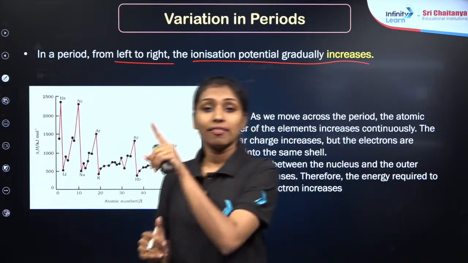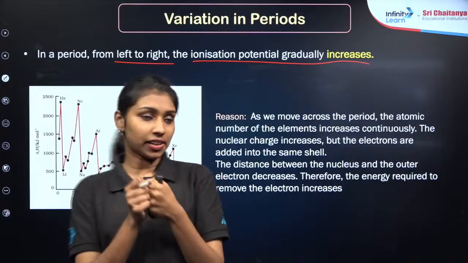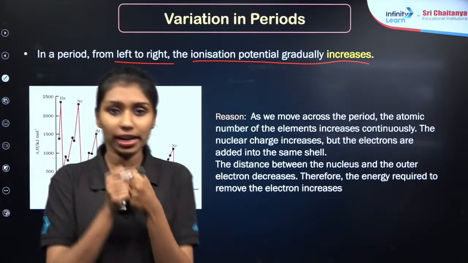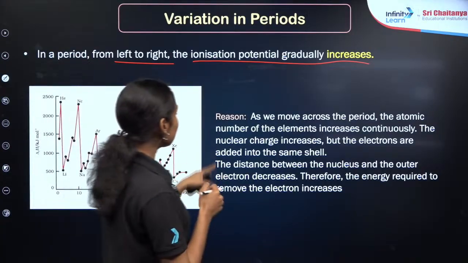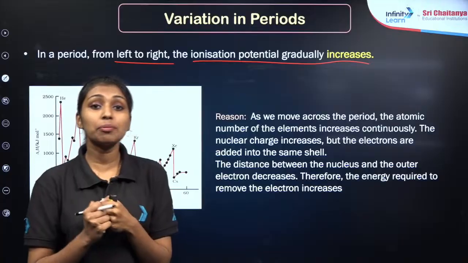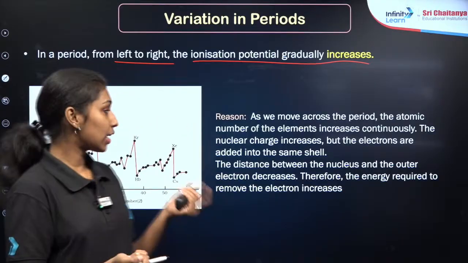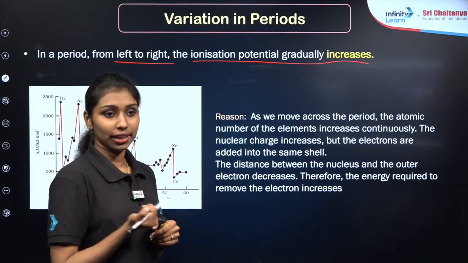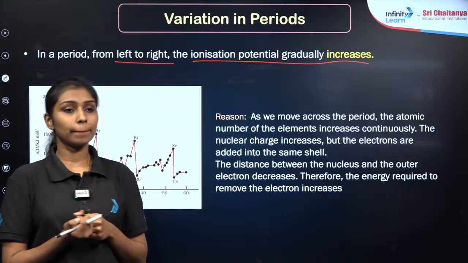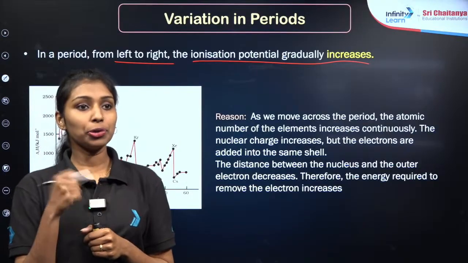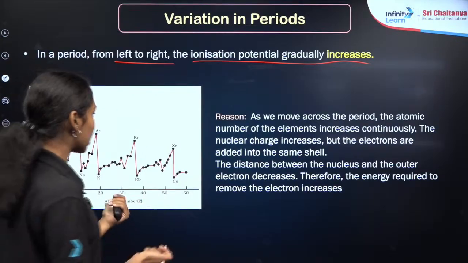Whenever size decreases, there will be a strong attraction, right? If the size decreases, there will be a strong attraction, which means we need more energy to remove the last electron from the valence shell, right? Yes. We can say this according to atomic radii, and also the effective nuclear charge.